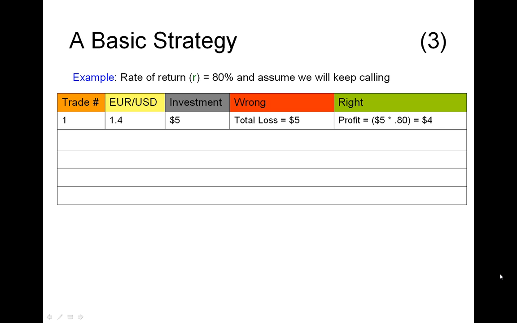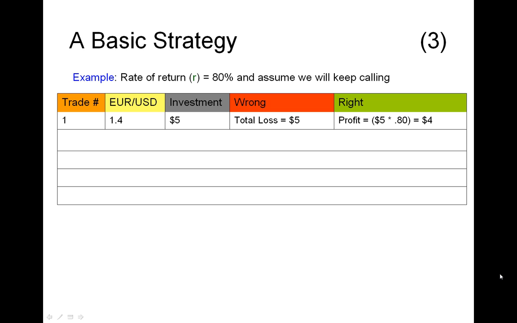But if we're wrong, and that's the column to the last, the fourth column from the left and the second last column from the right, if we're wrong, we lost all of our investment, and therefore we lost $5. Now, if we lost $5, we want to go ahead and continue, so we make another trade.